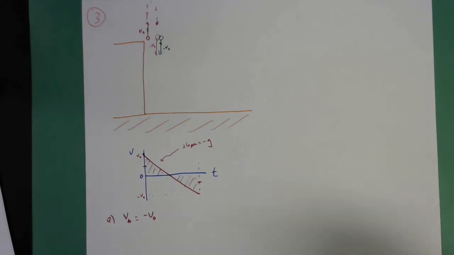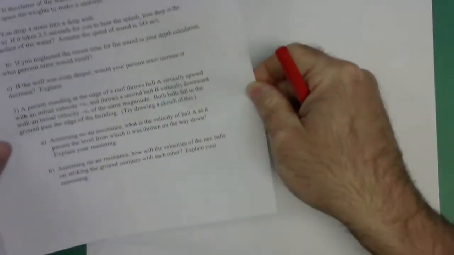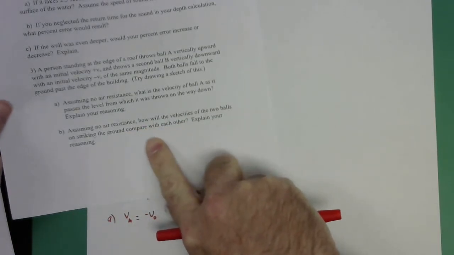Let's see. Then what? This takes us to, assuming no air resistance, how will the velocities of the two balls on striking the ground compare to each other? And explain your reasoning.